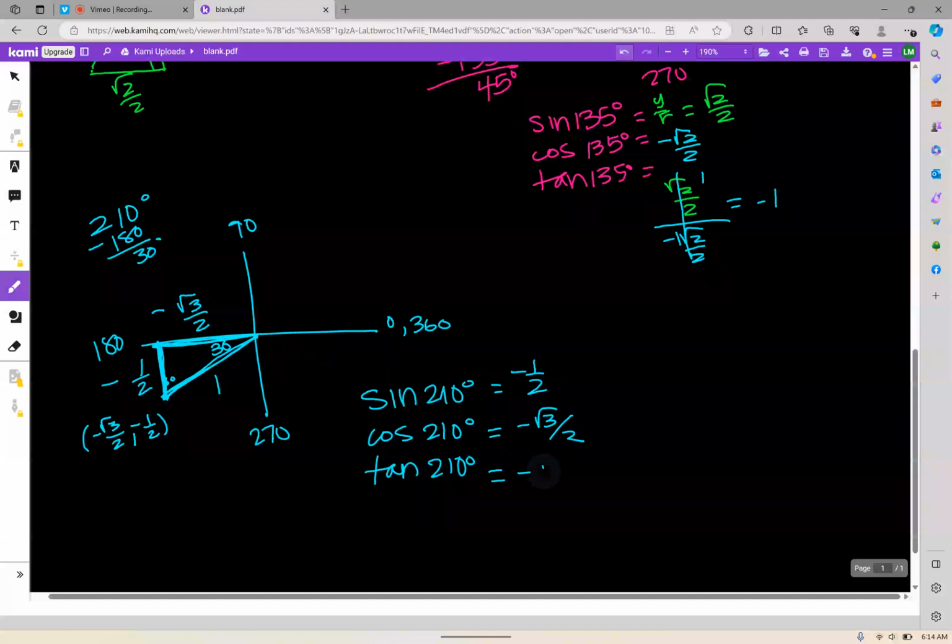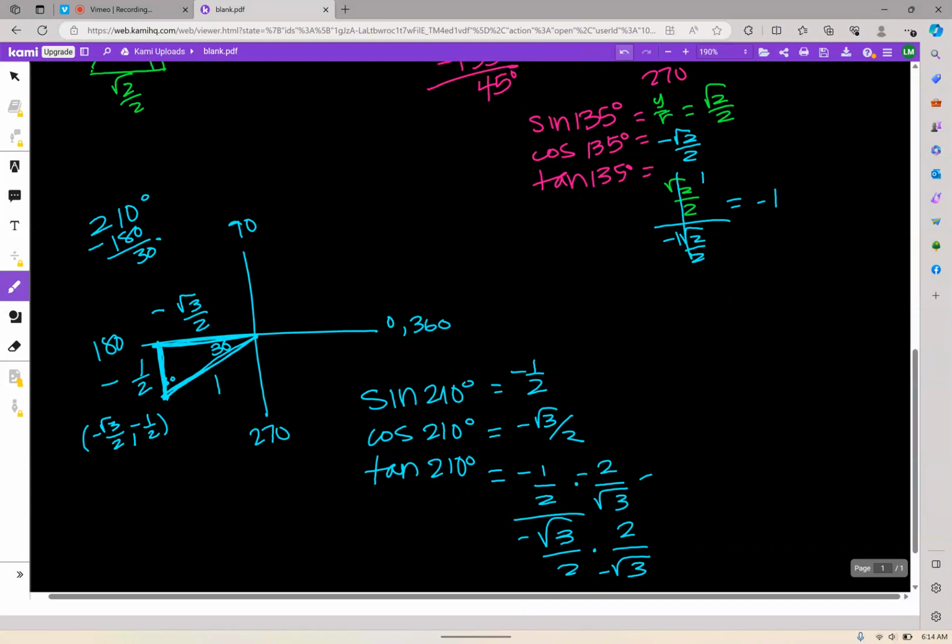And tangent is y over x. So tangent's going to be positive there, isn't it? All right, let's rationalize this. Let's simplify and then rationalize. So I'm going to multiply by the reciprocal to get that gross thing off the bottom. So my negatives are going to cancel out. Got rid of those. And I'm left with 2 over 2 square roots of 3. I can reduce the 2's. Now I'm left with 1 over the square root of 3.